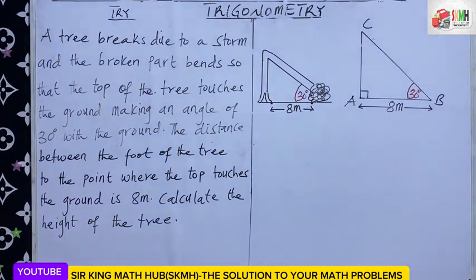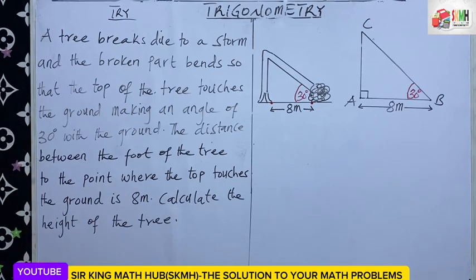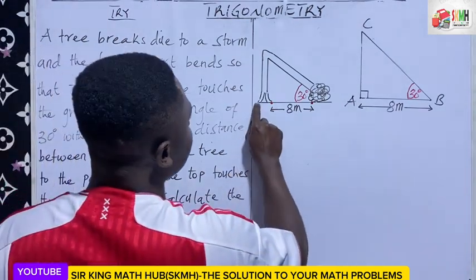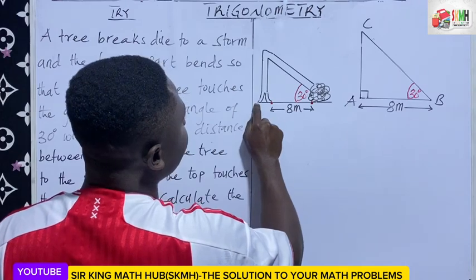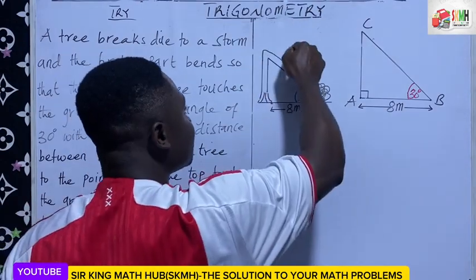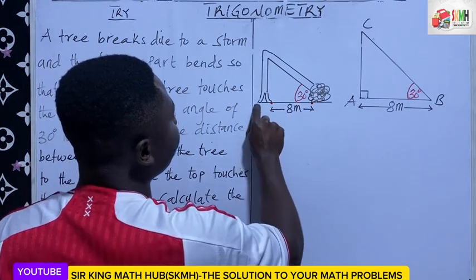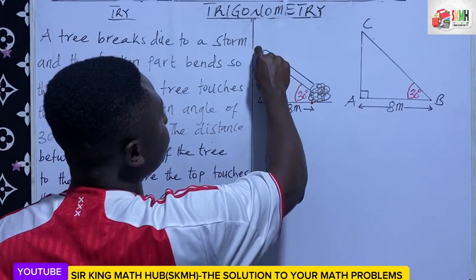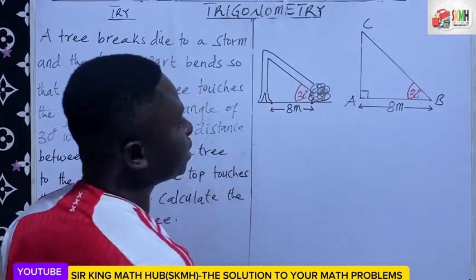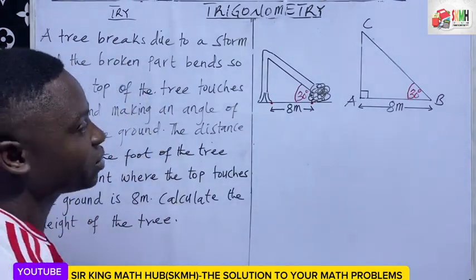So now, how do we calculate the height of the tree? To calculate the height of the tree, we need to measure this height. From the foot of the tree to this point is one part of the height of the tree plus the bent part. So that should give us the full height of the tree. From the foot to the bent part, and then from the bent part here to the top of the tree. So that distance or this height here represents the full height of the tree.